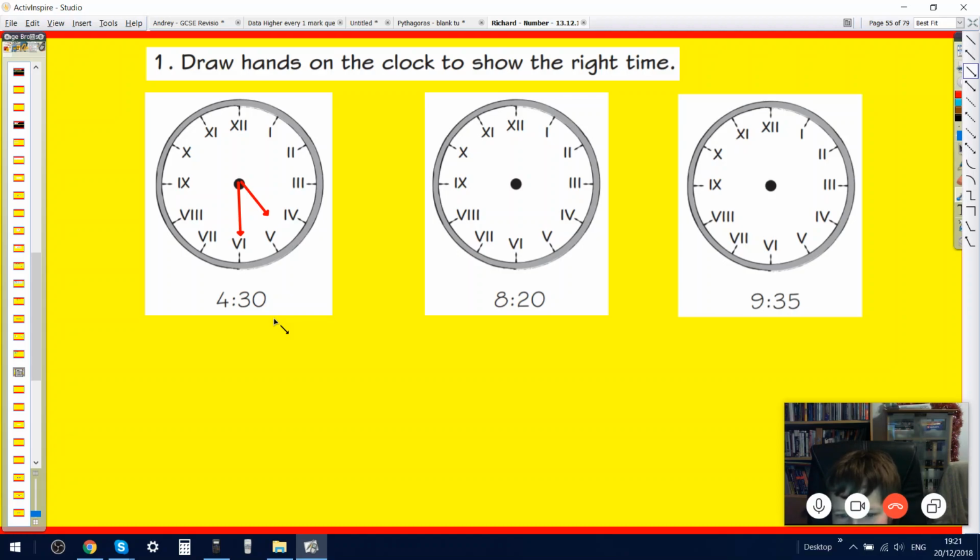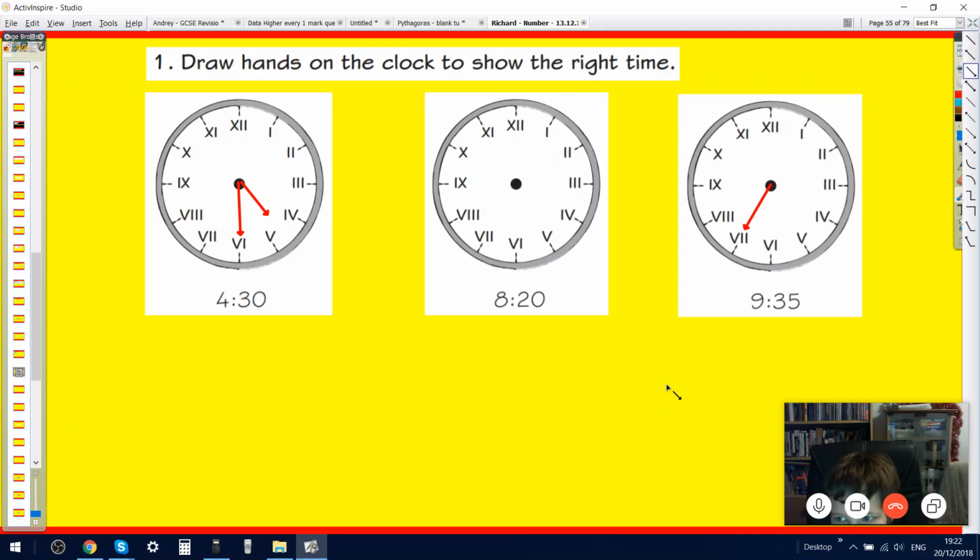And the minute one needs to be at 7. Yes, and the minute hand, is that long or short? The minute hand is the long one. Yeah. And so, okay, and where am I putting the hour one? The hour hand needs to be pointing at the 9.